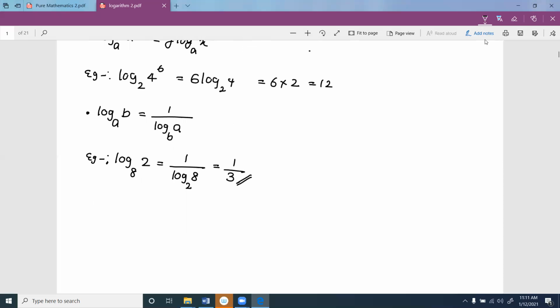Okay. Let's go to another rule. The next rule is log a b. This is called the change of base rule.